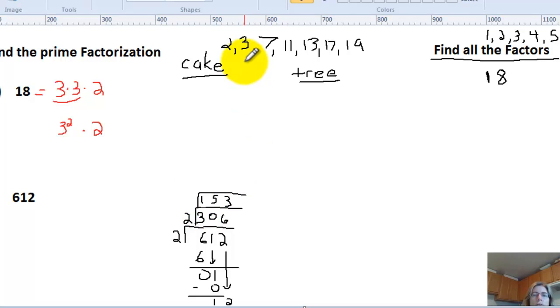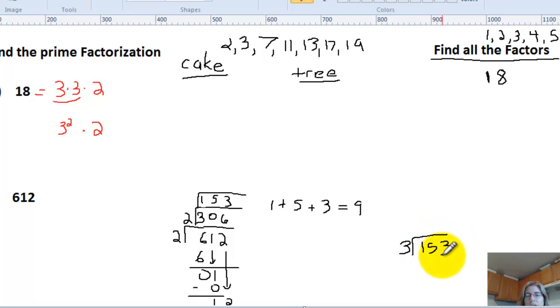So we have, does 3 go into this number? Well, how do we tell? Our divisibility rule for 3 is you add the digits. 1 plus 5 plus 3 equals 9. So that tells me 3 goes into 9, so 3 then also goes into 153. So that helps me to figure out what the next move will be.